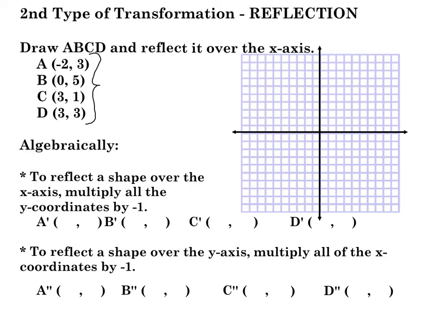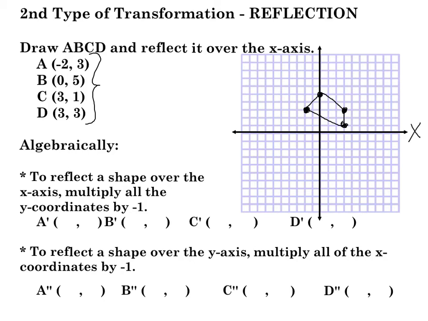Okay, here's the quadrilateral. We have -2, 3. Then 0, 5, then 3, 1, and lastly 3, 3. When we connect our dots, which I'm going to do carefully, even though it's hard to do this on the iPad, this is what your shape should pretty much look like. And so now what you're going to do is reflect this over the x-axis.